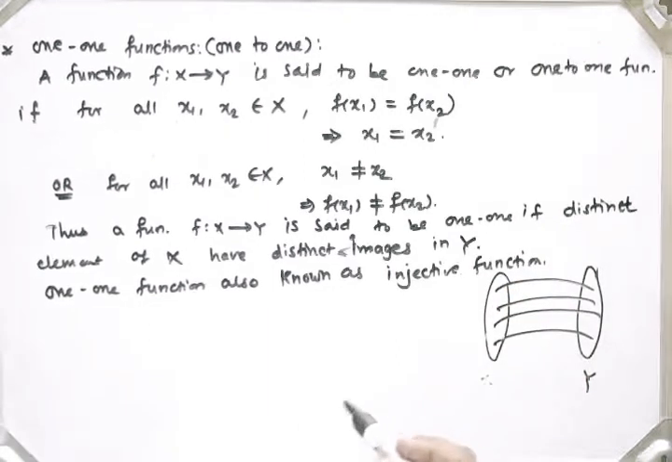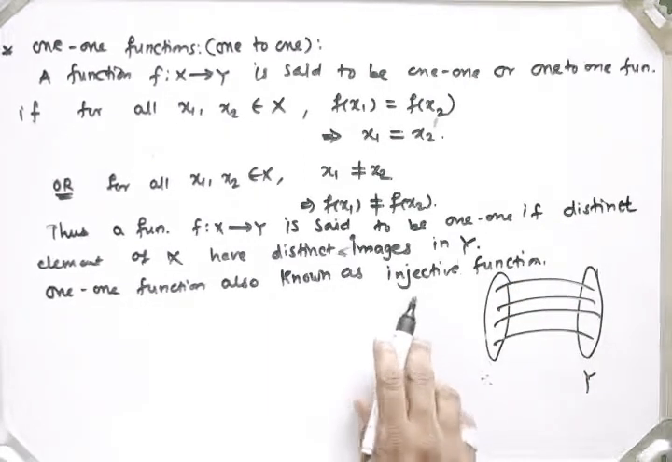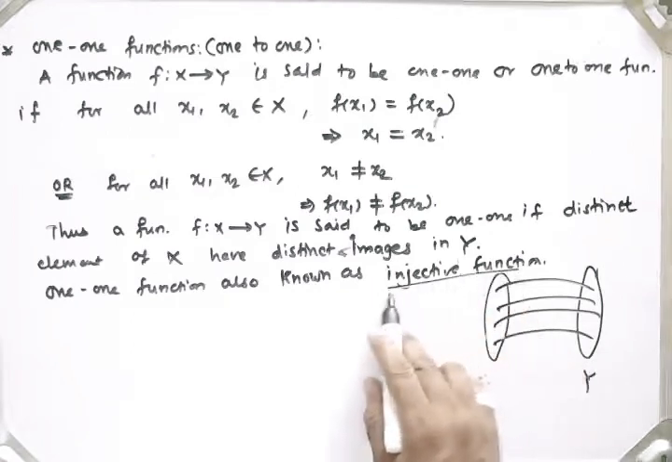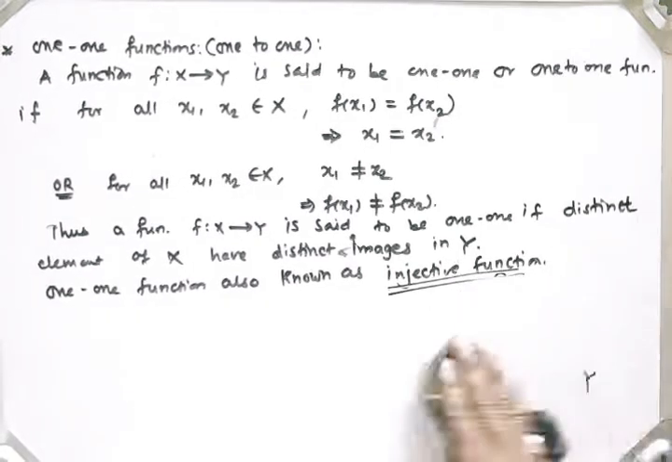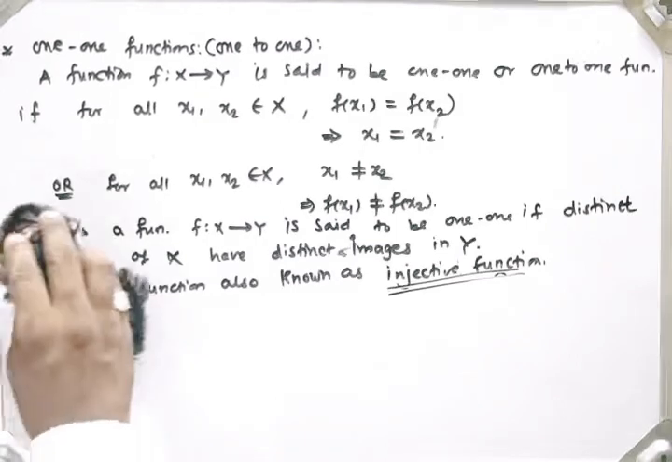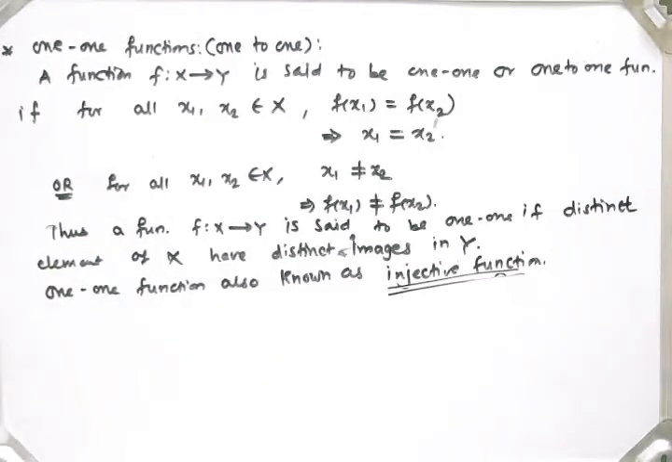So 1-1 can be named as injective function. Injective function means which is also 1-1 function. So we'll see examples of 1-1 function. So let's see an example.